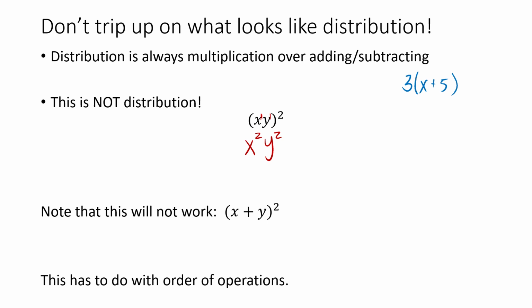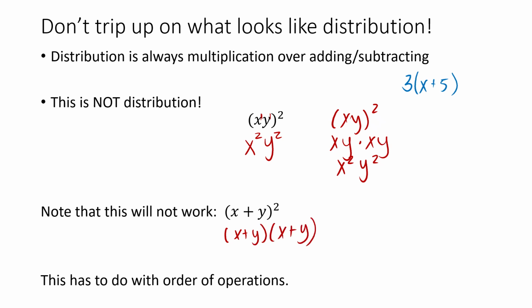Here's why this one works. xy all squared means xy times xy, and then x times x gives you x squared, and y times y gives you y squared. But note that this one will not do the same thing. x plus y all squared is x plus y times x plus y, and at this point in Algebra 1, we don't know what to do with that. We will figure out what to do with that, but at this point, we don't have the tools for multiplying that. But it's definitely not x squared plus y squared, and we could show that using numbers.